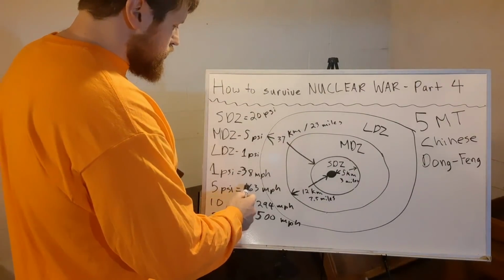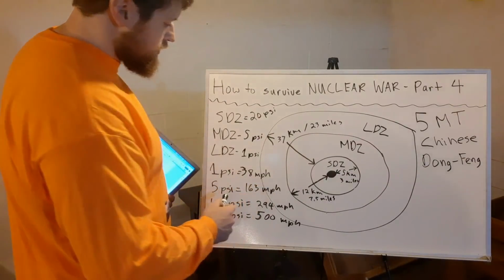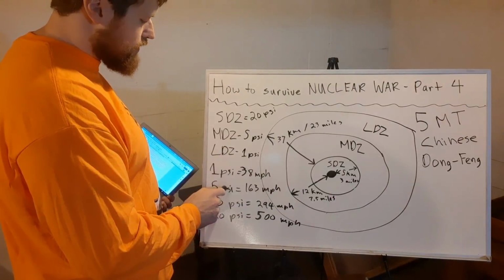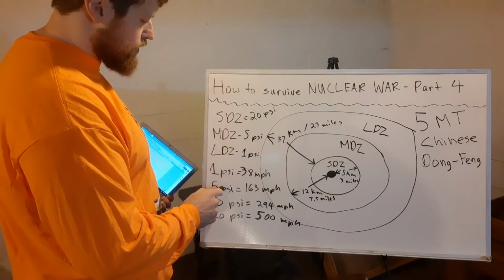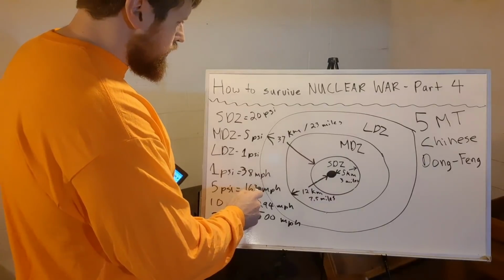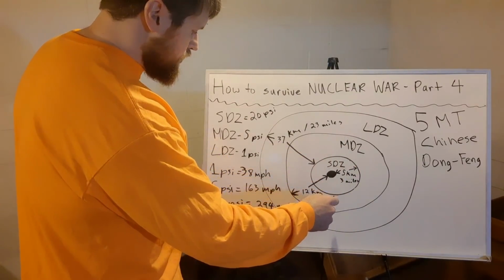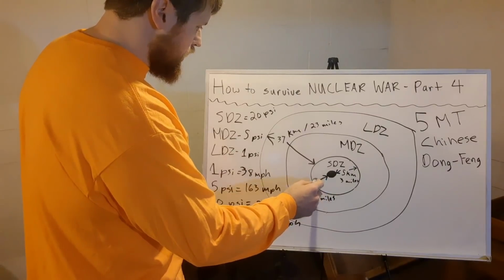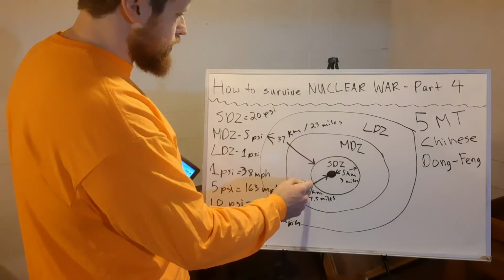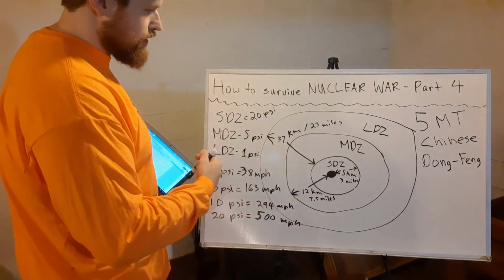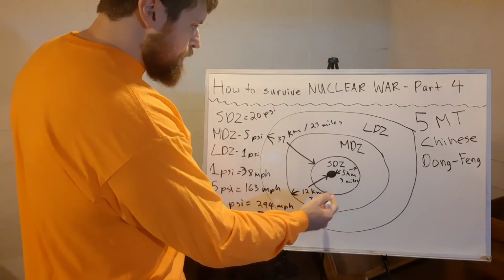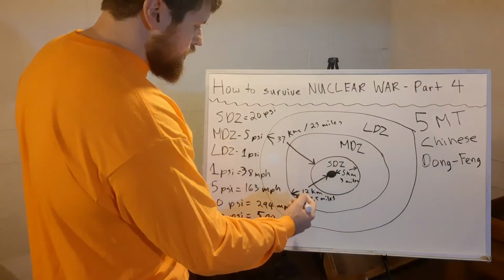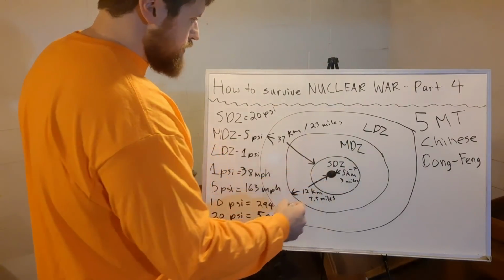5 psi is 163 mile per hour wind. Okay, so even just 5 psi is the equivalent of a category 5 hurricane wind gust. Okay, 163 miles per hour. So if you're within the moderate damage zone, you're going to experience at least a 5 psi wind, or 163 mile per hour wind when that blast wave comes through. And that's between 3 miles and 7.5 miles, or between 5 kilometers and 12 kilometers. That's the moderate damage zone.